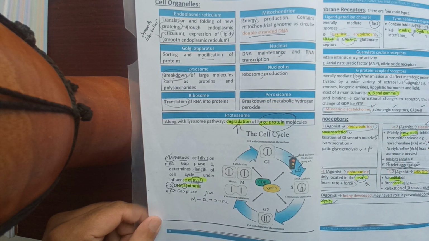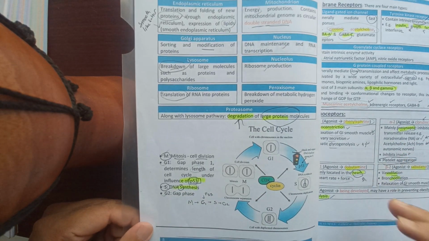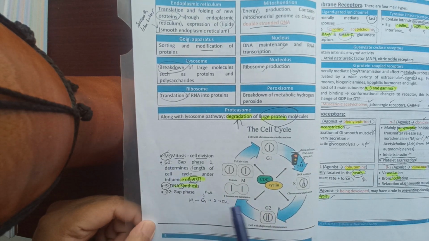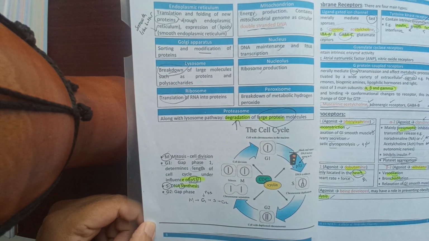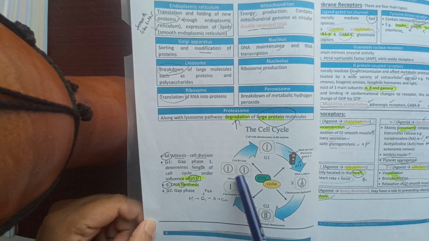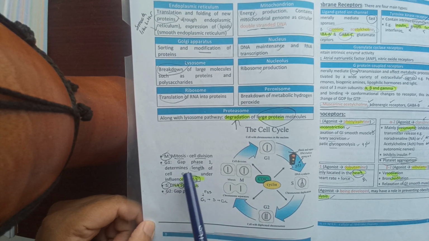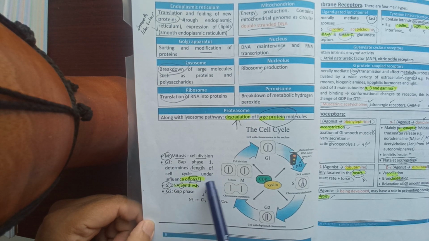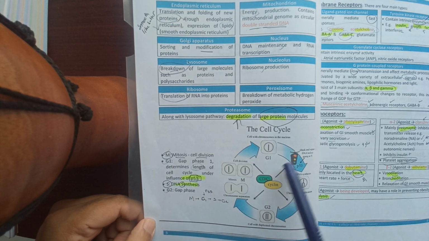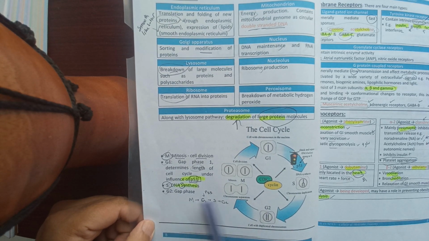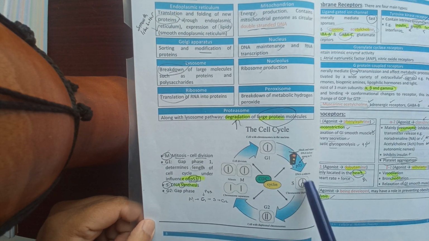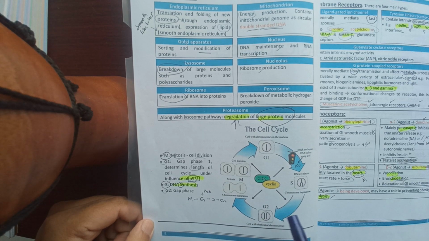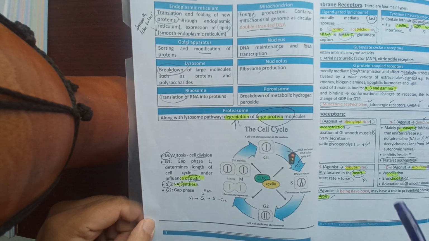The cell cycle, also a very important topic. M is mitosis, cell division, the M phase. G1 is gap phase 1, which determines the length of the cell cycle under the influence of p53. S is for DNA synthesis, and G2 is gap phase 2. So duplication happens here, separation happens here, and this is the gap.